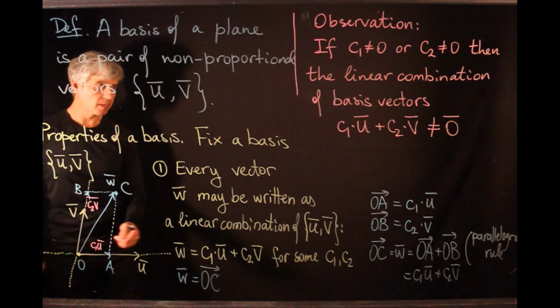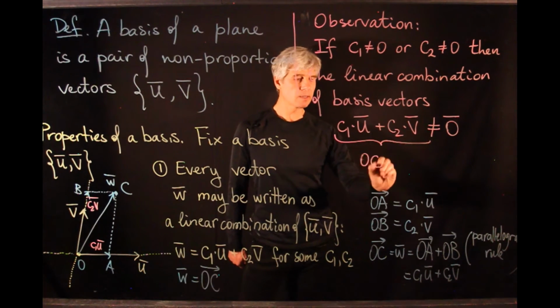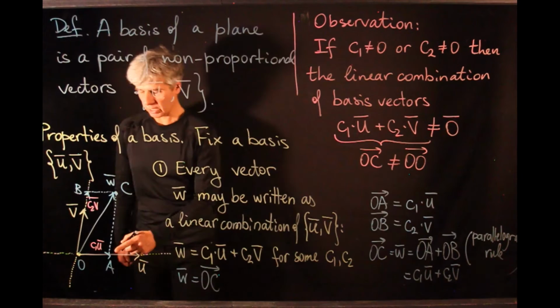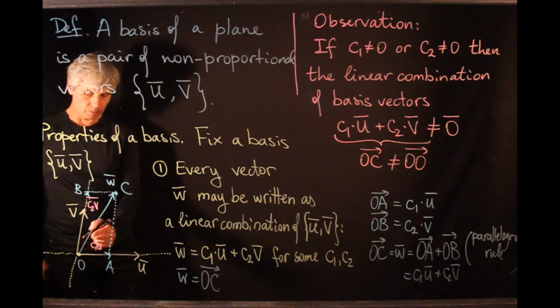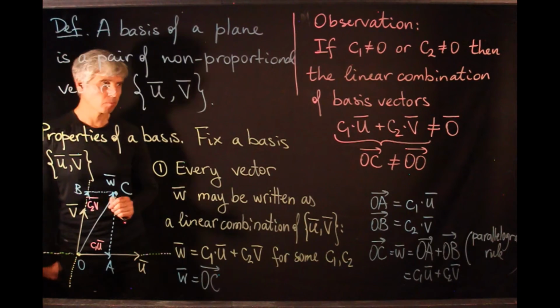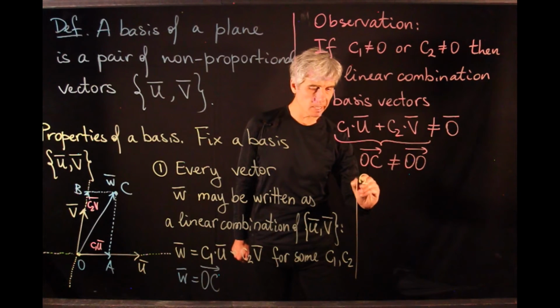So what we see is that if this happens, then this vector OC cannot possibly be equal to the vector OO, which is the 0 vector, right? Simply because this term C1u will produce a non-zero shift away from the point O, and then we are moving along a line which is parallel to the line OB. And because these two lines are parallel and distinct, the point C cannot possibly be equal to the point O. As a consequence of this simple observation, we get the second important property of basis vectors.